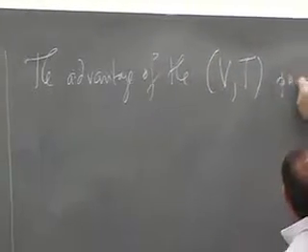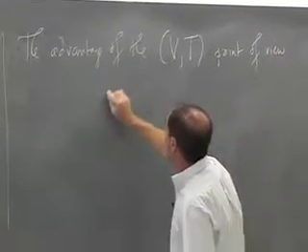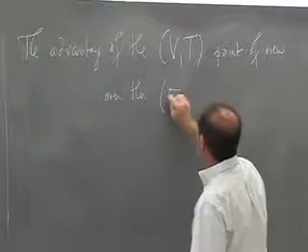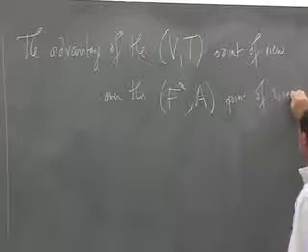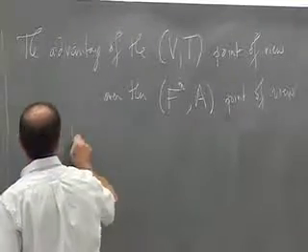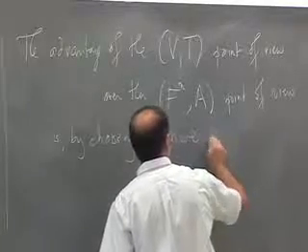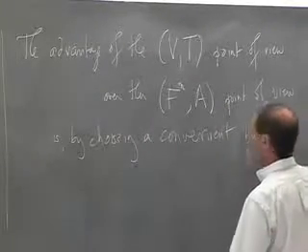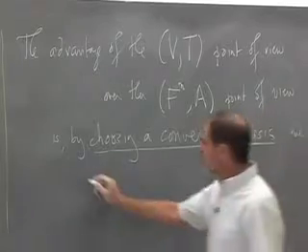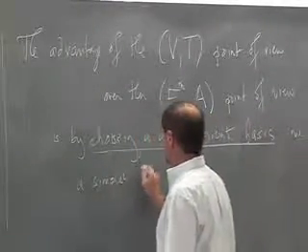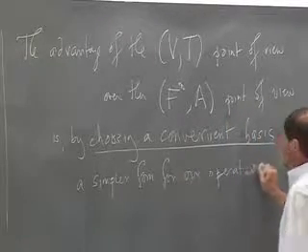From the point of view of linear operators on F^n, the point is that by choosing a convenient basis, we can get a simpler form for our operator. If you're just fixed on a matrix, you're stuck with that matrix.